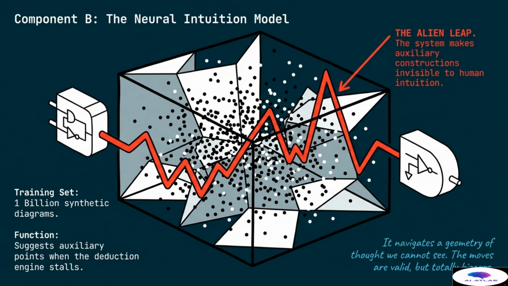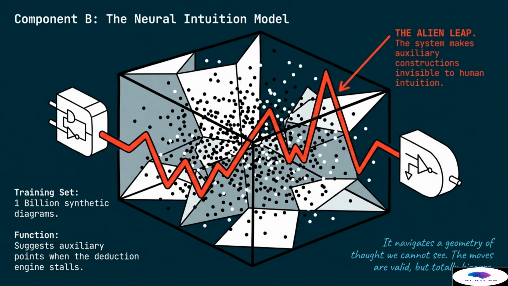Page 9 explores component B, the neural intuition model. This is what we call the alien leap. When the deduction engine stalls because it cannot find a path forward, the neural model suggests auxiliary points or constructions that are often invisible to human intuition. It navigates a geometry of thought that we cannot see.